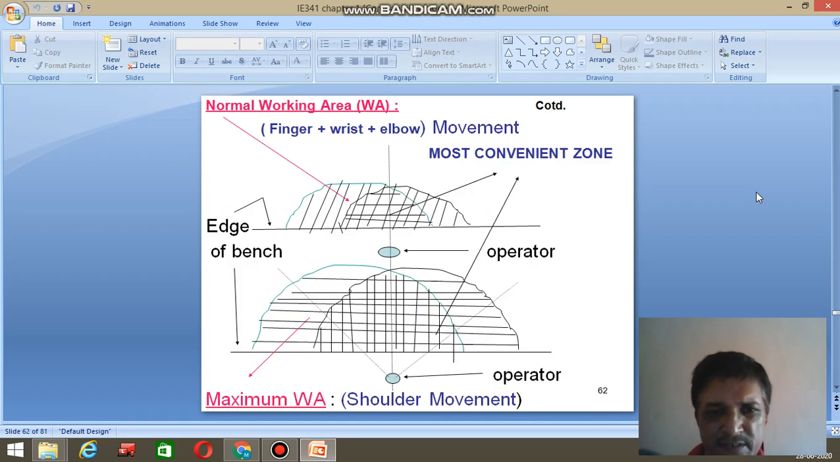So here the figure gives us the normal working area, the most convenient movement zone of the operator where we can sit, the edge of the bench, the maximum work area which is possible, and the shoulder movement of the operator.